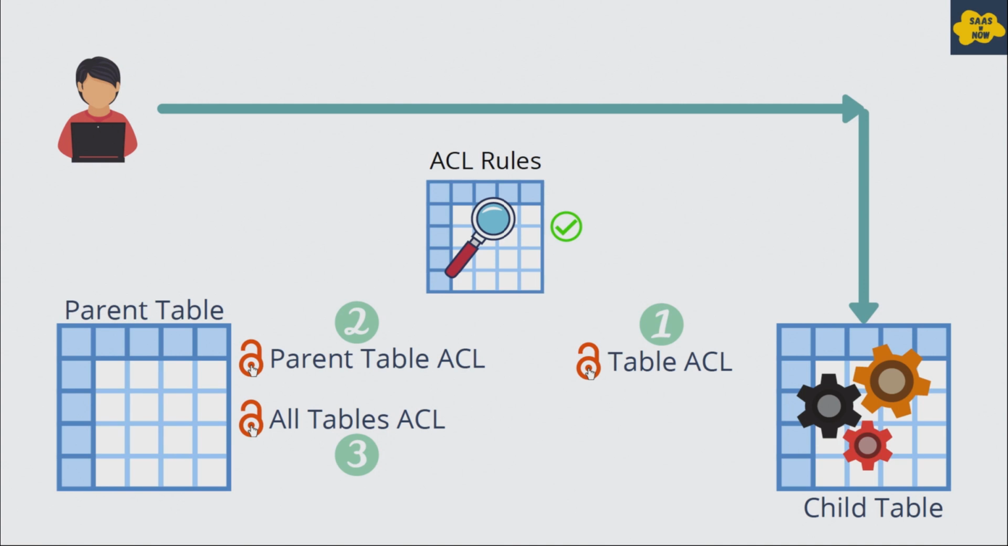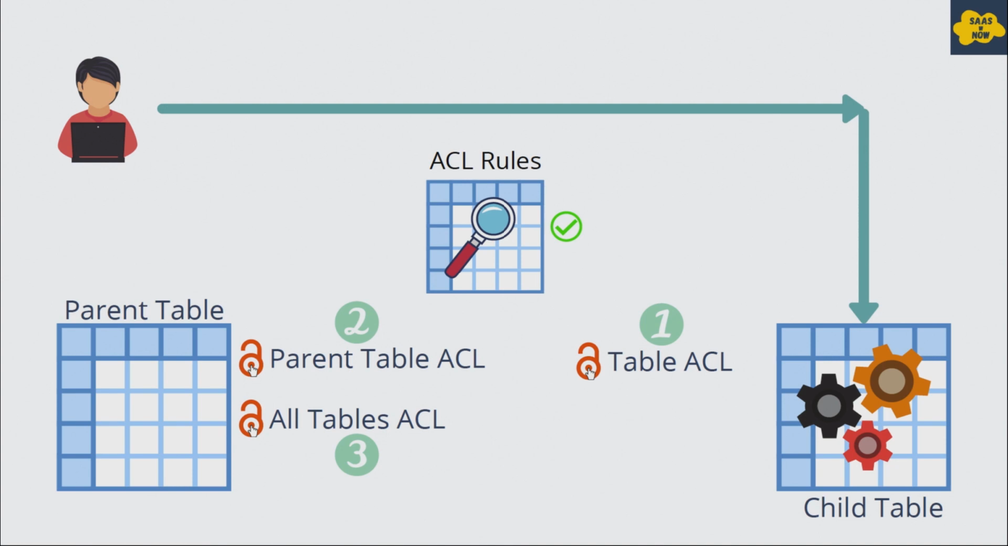So if table ACL is available, then it will be evaluated first. If parent table is available, then it will be evaluated then. If, let's say, table ACL is also not available, then it will evaluate parent table. That's how this whole evaluation works, in sequence.